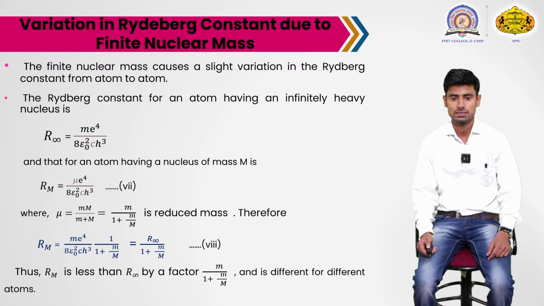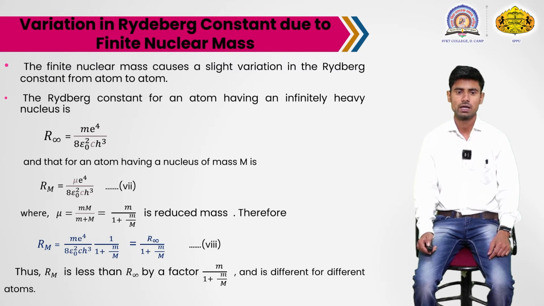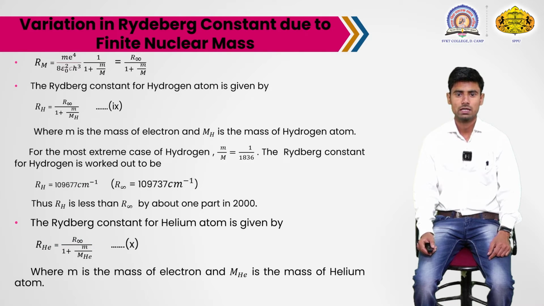So Rm is less than R infinity, and the value of Rm depends on the mass capital M, or you can say it depends on the mass mu. So it is different for different systems, different atoms, and we know that R infinity is a constant for all atoms, but this Rm is different for different atoms because they have a different reduced mass. Now let's calculate the Rydberg constant for hydrogen atom.